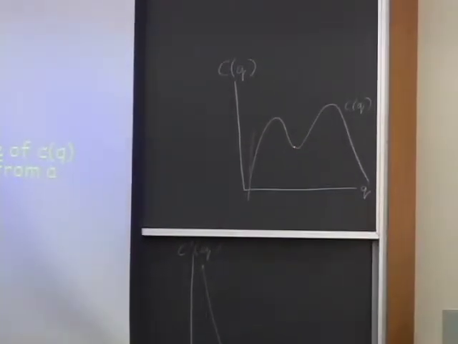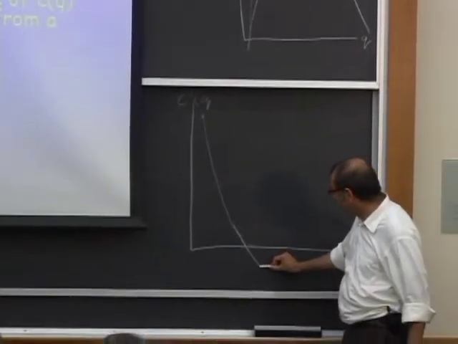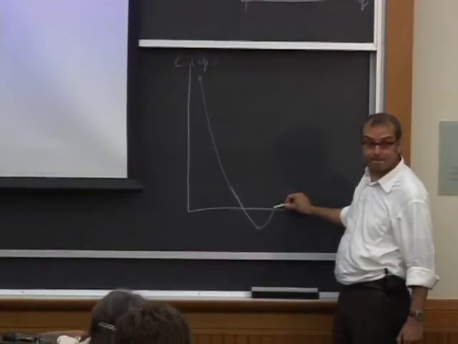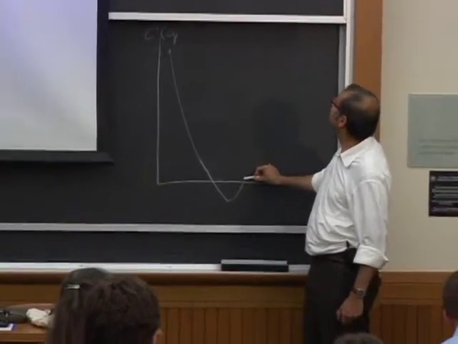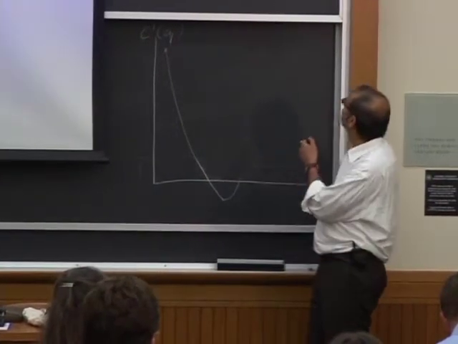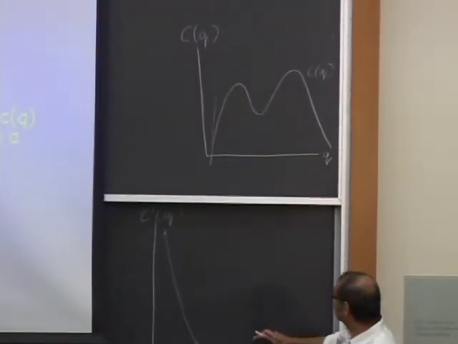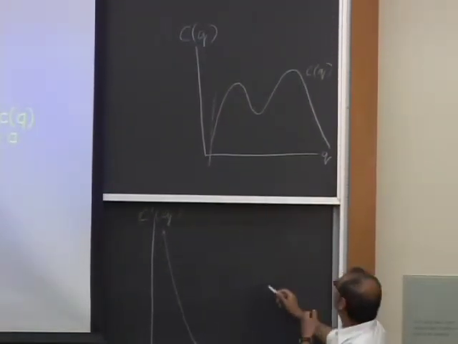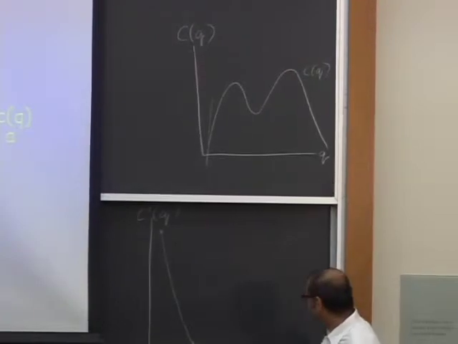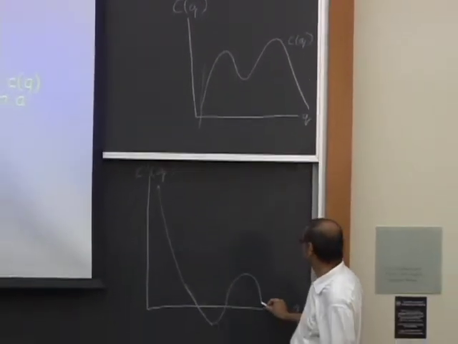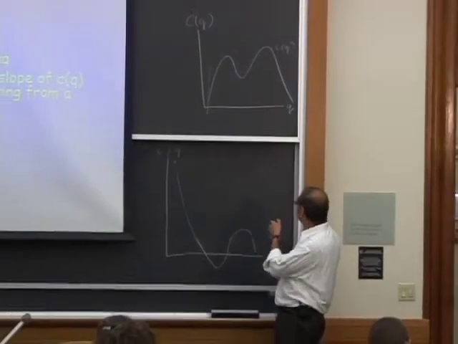Here, what's the slope? 0 again. So somewhere there, I've got to be coming back. And then here, the slope is positive, so it's going to be up here. And then here it's 0 again, so it's going to be like that. And then the slope is negative.